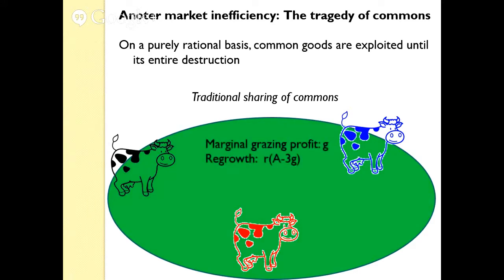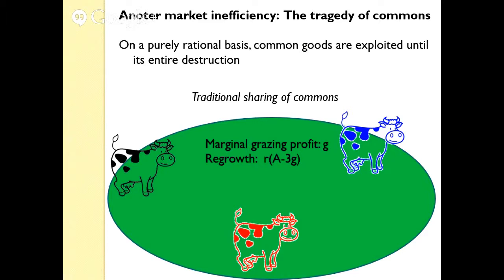So which is the marginal grazing profit for each one of these cows? They graze for an area of a size G, so they take profit, they generate milk and meat, okay? And then if the total area of this pasture is A, you need to remove the part that the cows have grazed, so 3G, okay? And you have a regeneration factor, which is R. And this is the part which is regrowing from year to year. Okay? So, provided that this quantity is enough to restart the thing, there is no problem. Next year, you are going to have the same area A covered by pasture that the cows can graze.